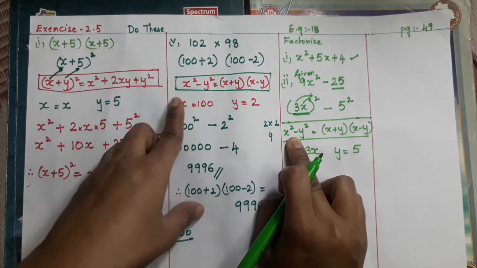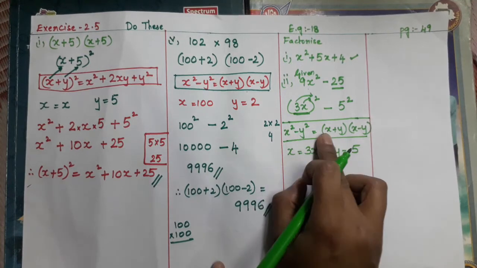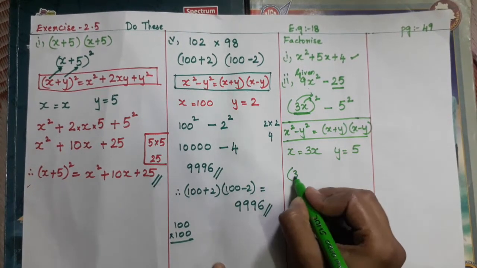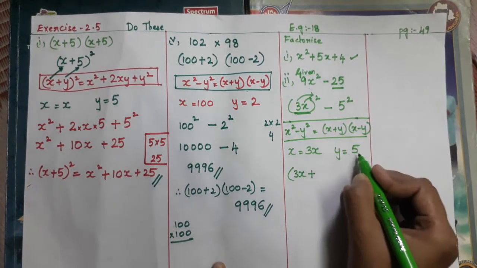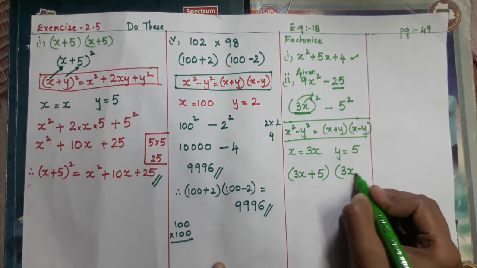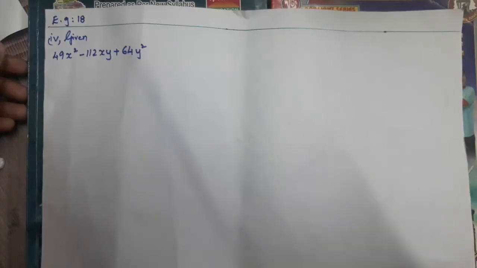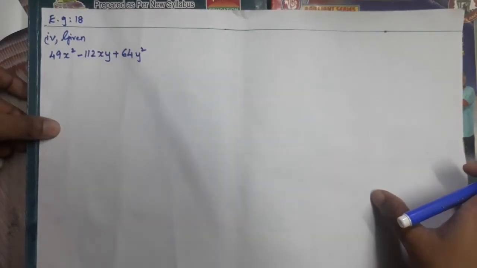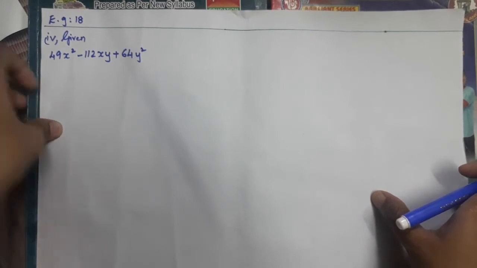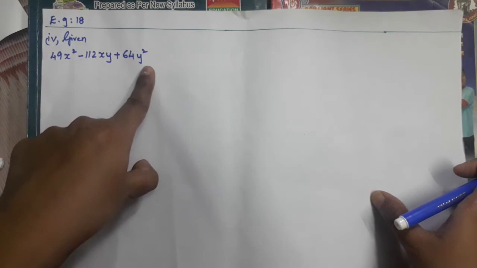Now are you all understanding, children, how to identify identities? Now x plus y: x is nothing but 3x, plus y is what? 5. And x minus y is nothing but 3x minus 5. Therefore, now example 18, fourth bit, children. Now given 49x square minus 112xy plus 64y square.